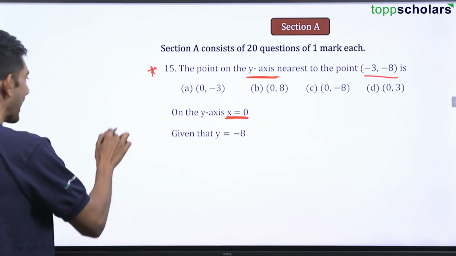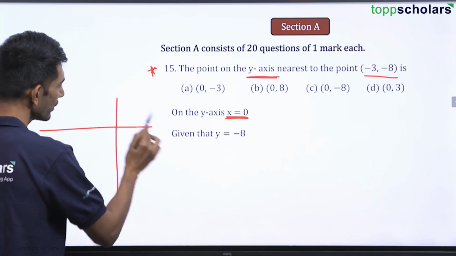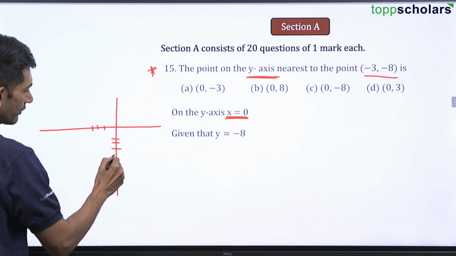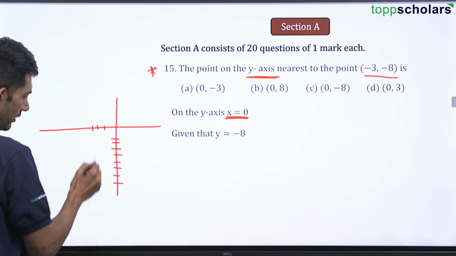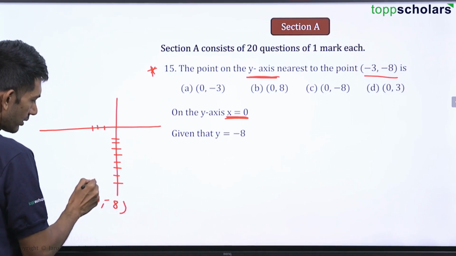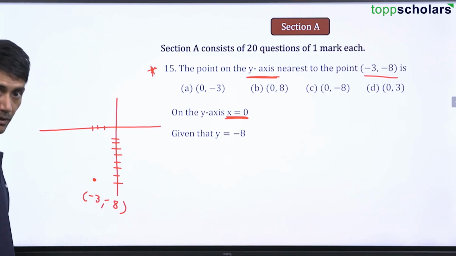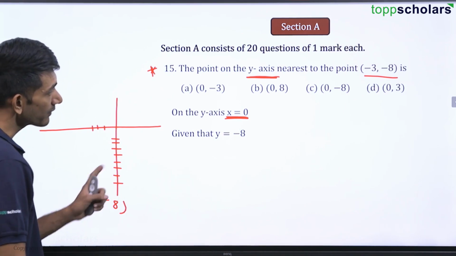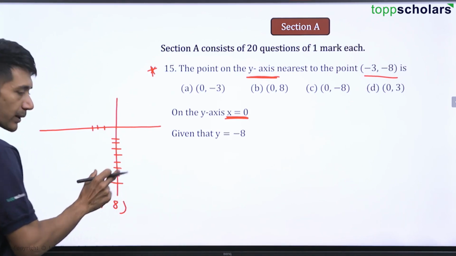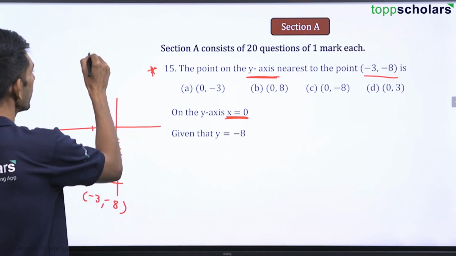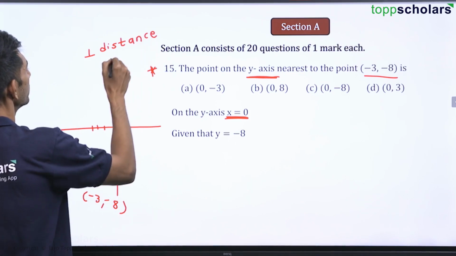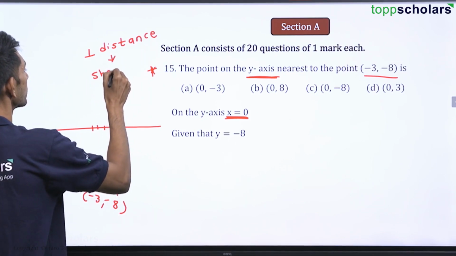See, how do you analyze this figure? Because you have to visualize that there is a point minus 3, right? Comma minus 8. 1, 2, 3, 4, 5, 6, 7, 8. So the point is over here. Minus 3 comma minus 8. The point is over here. Correct? Now from this point, which is the nearest point, always remember the nearest point is the perpendicular. The perpendicular distance is the shortest distance, right? Perpendicular distance is the shortest distance.